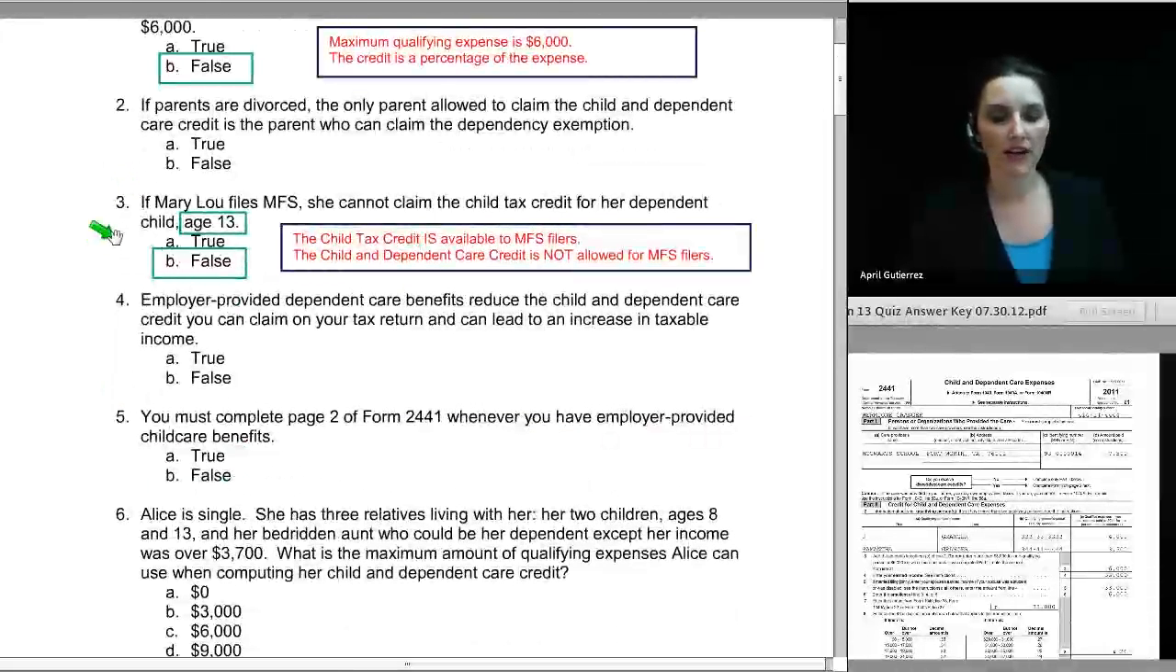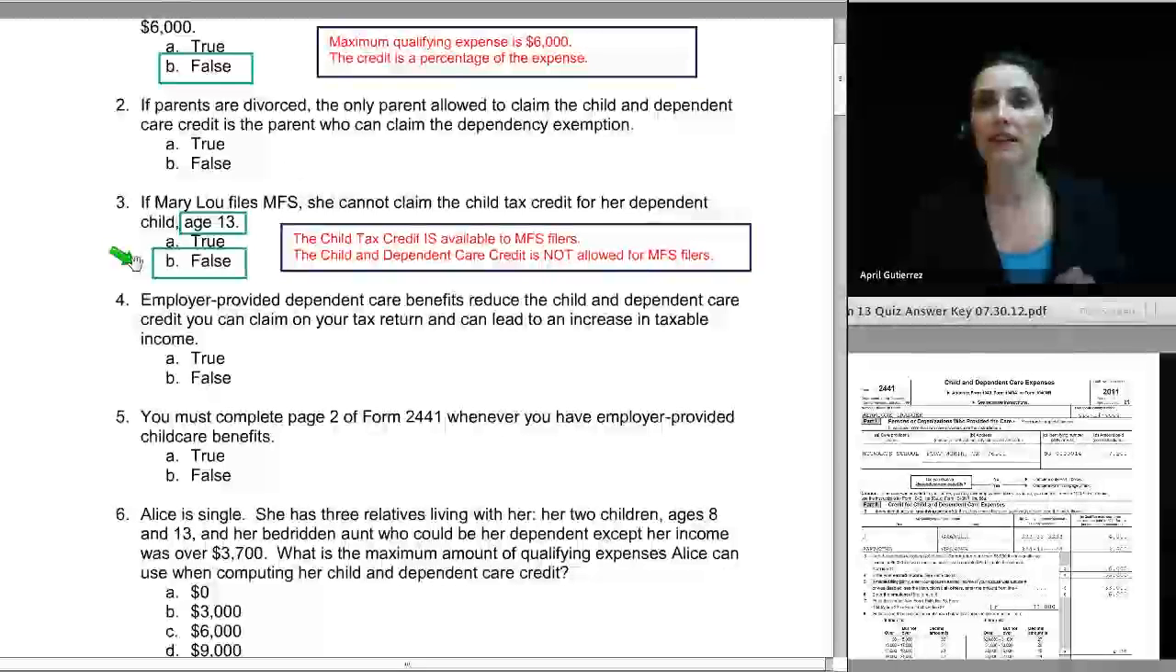Moving on, the next most frequently missed question is question number 3. If Mary Lou files married filing separate, she cannot claim the child tax credit for her dependent child age 13. This is a false. And again, we're saying read the question and remember the rules. Now, for certain filing statuses, certain credits are thrown out and are not available, including the Child and Dependent Care Credit and the Earned Income Credit. But when it comes to the child tax credit, filing status is not a factor.